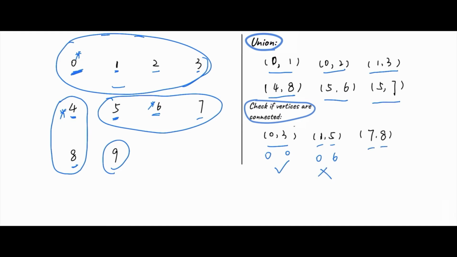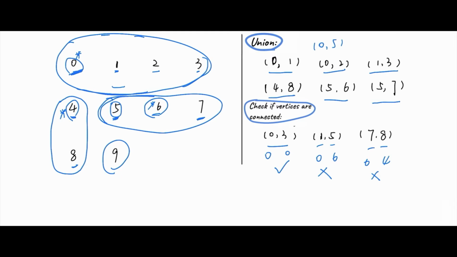Next, let's look at 7 and 8. For 7, its root is 6, and for 8, its root is 4. We can see that 6 is not equal to 4, which means they are not in the same set. At this point, if we want to connect 0 and 5, 0 is in this set and 5 is in this set, making a union of 0 and 5, which means we're connecting the two sets together.